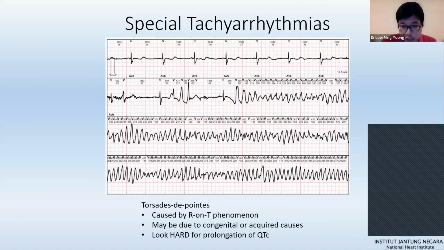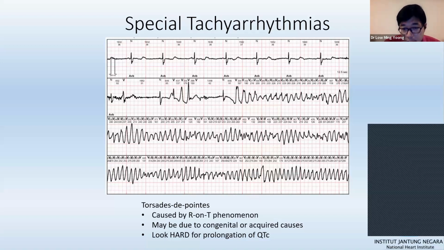If you get this ECG, of course, don't go and look at the rhythm first. This is polymorphic VT. Polymorphic VT is always unstable. Treat the patient first, get the patient out of polymorphic VT, then look back at the ECG, look for prolongation of QT. Normally, it's always there.